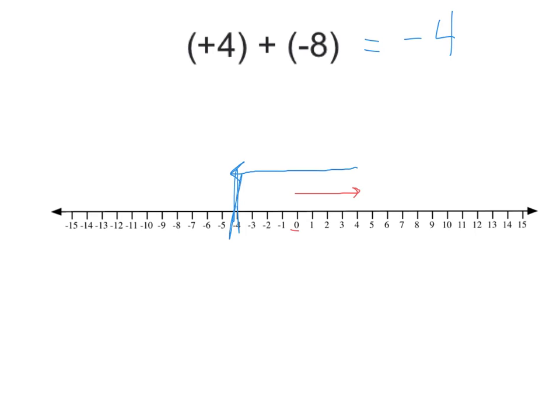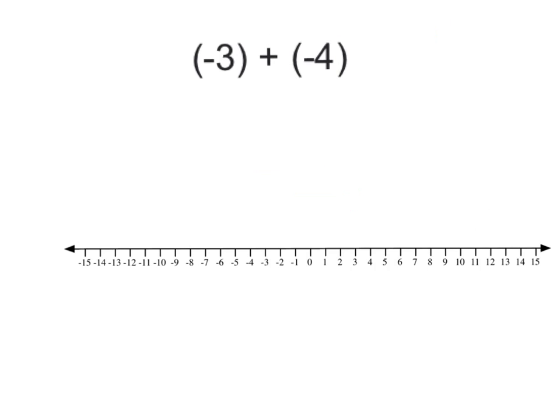So I had two arrows, one to show the first value, one to show the second value. The direction is determined by what symbol it is. A positive symbol has me heading to the right, a negative symbol has me heading to the left. What about when I have two negative values?